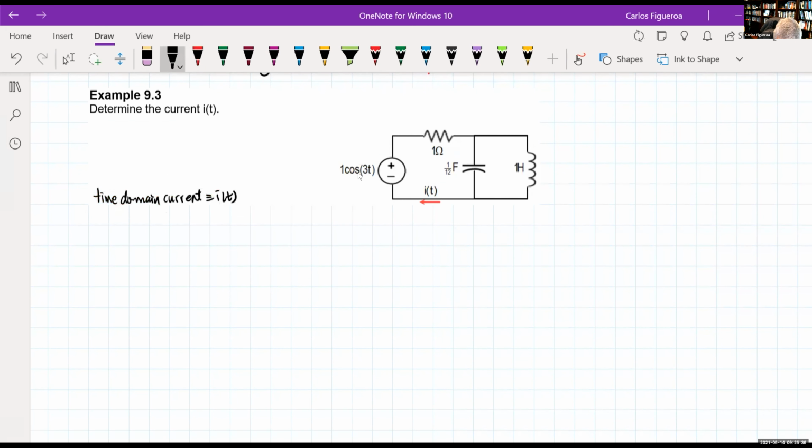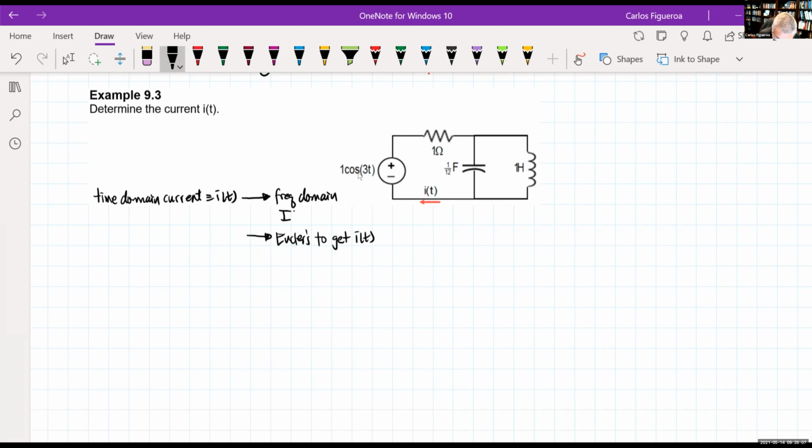That means how we're going to do it here is that we move into the frequency domain. We get I in the phasor form, and then we use Euler's to get I of t afterwards. So let's go do this.